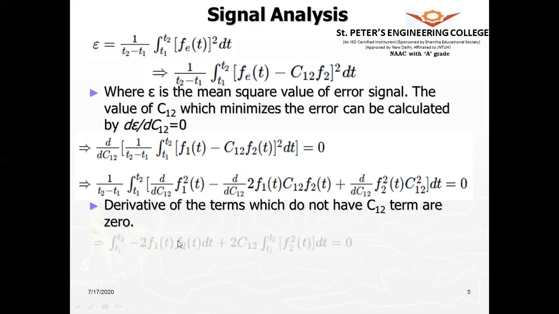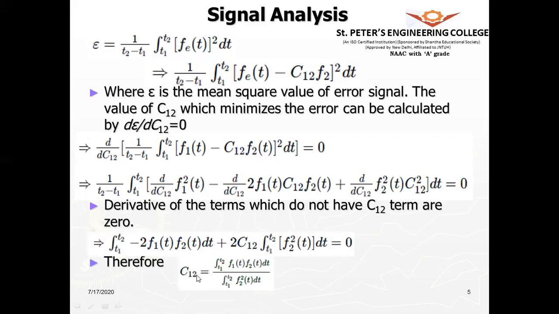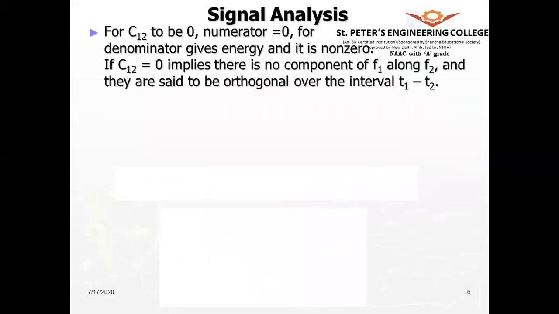So we can compute the value of C12 after differentiating. We will get C12 is equal to integral T1 to T2 F1 of T F2 of T dt divided by integral T1 to T2 F2 square of T dt. So this denominator term represents the energy of the signal F2 of T. So therefore, we have computed C12, that is the projection of one signal F1 of T upon the other signal F2 of T.